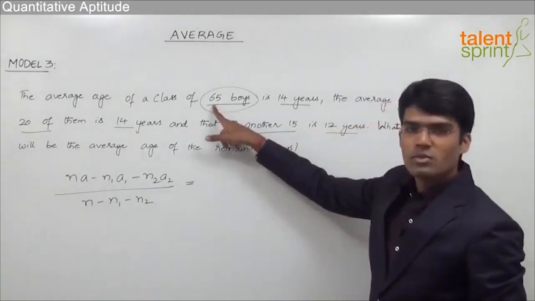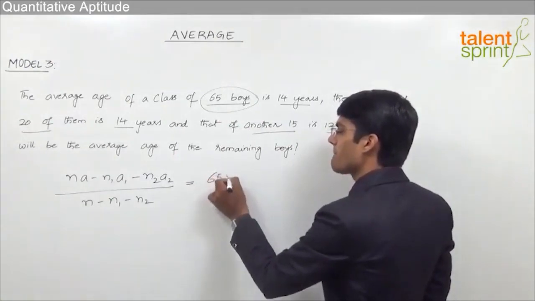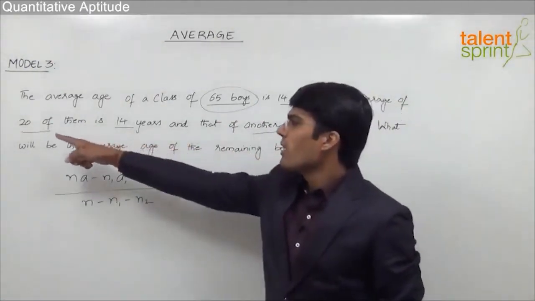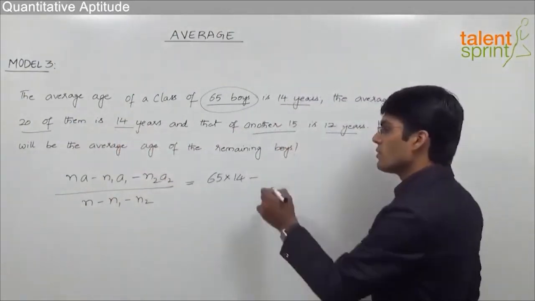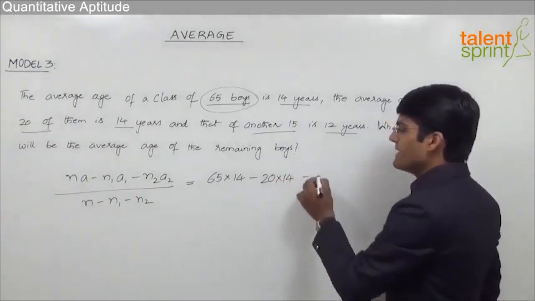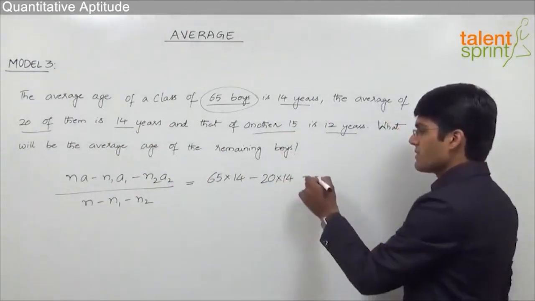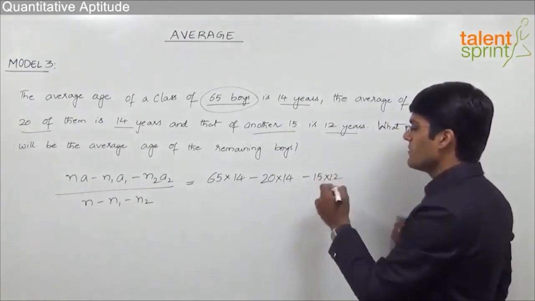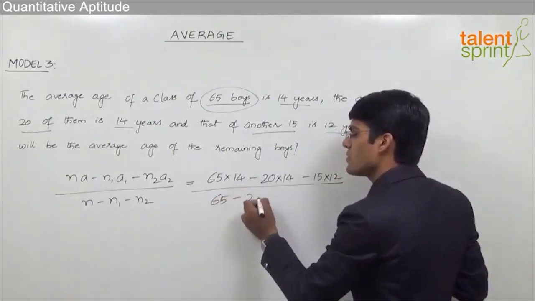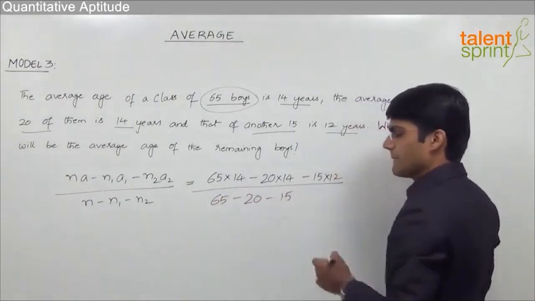that is total number of students 65 into their average 14, minus the other group here is of 20 boys where the average is 14 years. So total of these 20 boys can be taken as 20 into 14, minus the third group is 15 boys where the average is 12 years. So their total can be taken as 15 into 12 divided by total number of students 65 minus number of students in the first group 20 and number of students in the second group, that is 15.